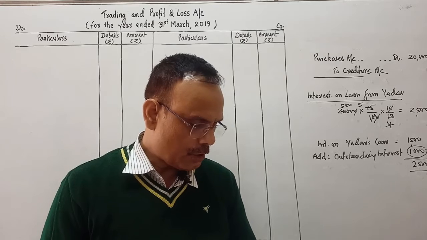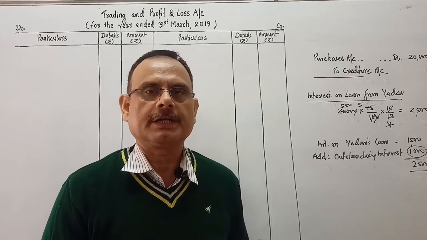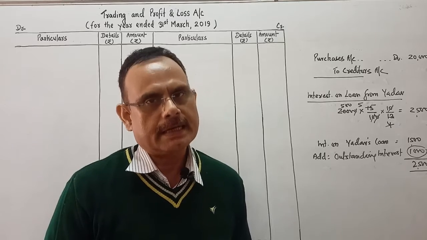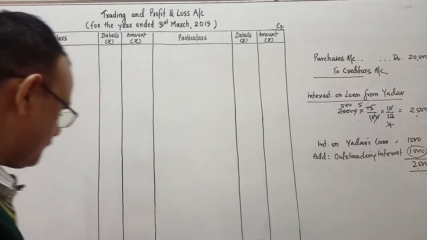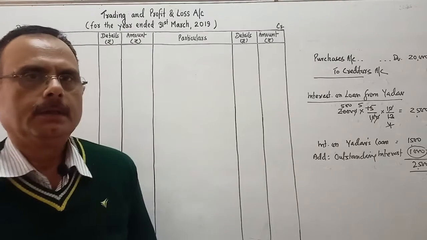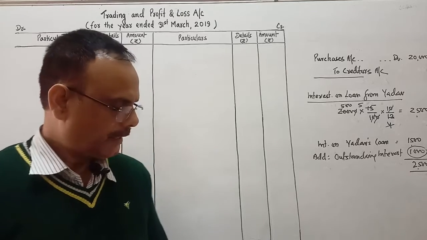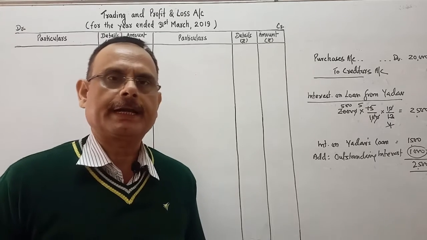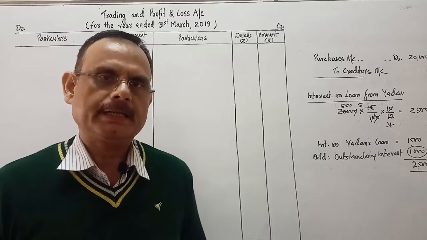And the last one is stock amounting to rupees 90,000. This is the closing stock on 31st March 2019. This is regarding the closing stock. Is it clear? Now we will solve the question. First of all, we start with the trading and profit and loss account and thereafter we will prepare the balance sheet.